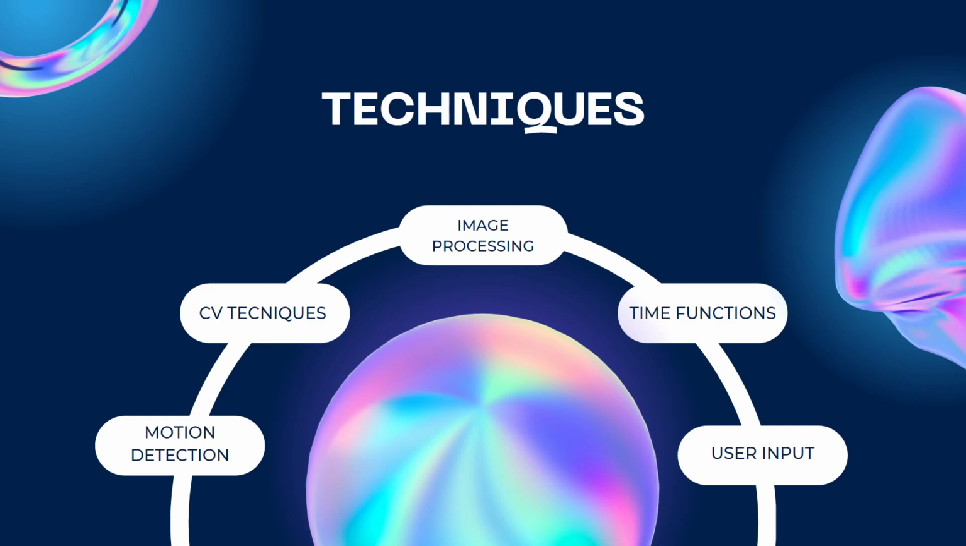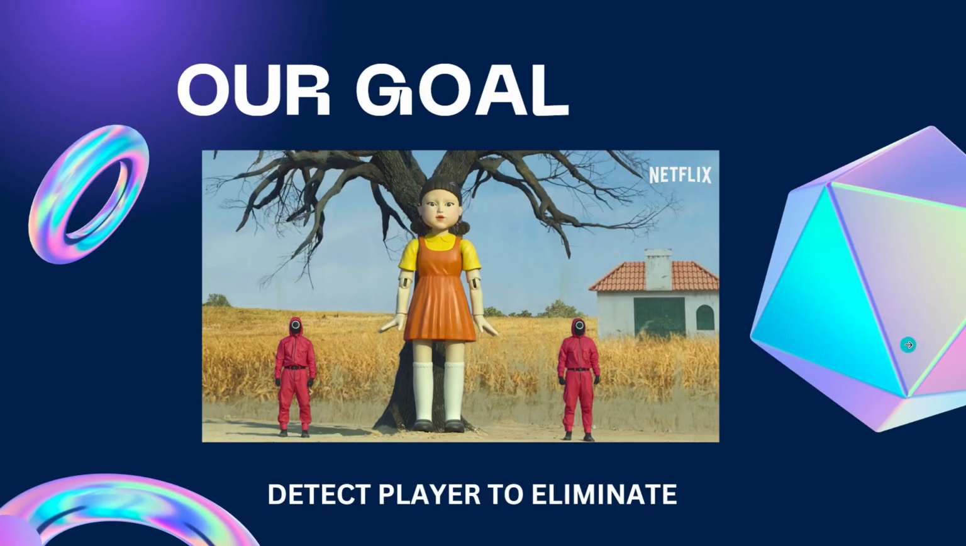Lastly, the user's input. The code uses the waitKey function to detect user input and exit the program when the Q key is pressed, and also to detect when the player presses the K key to indicate winning the game. So essentially, our goal is to detect the player to eliminate.